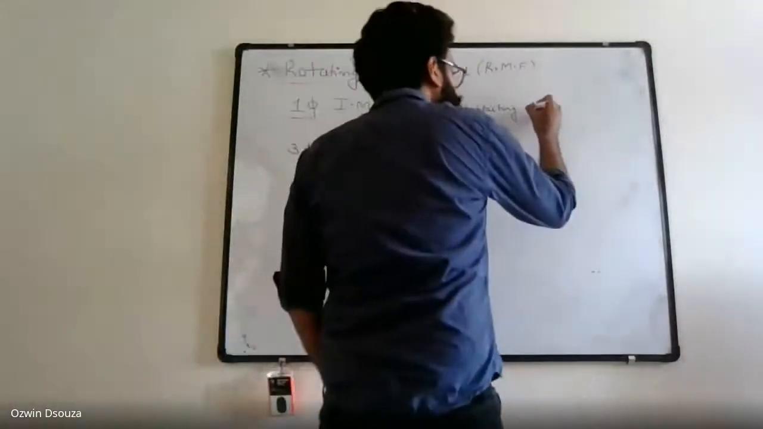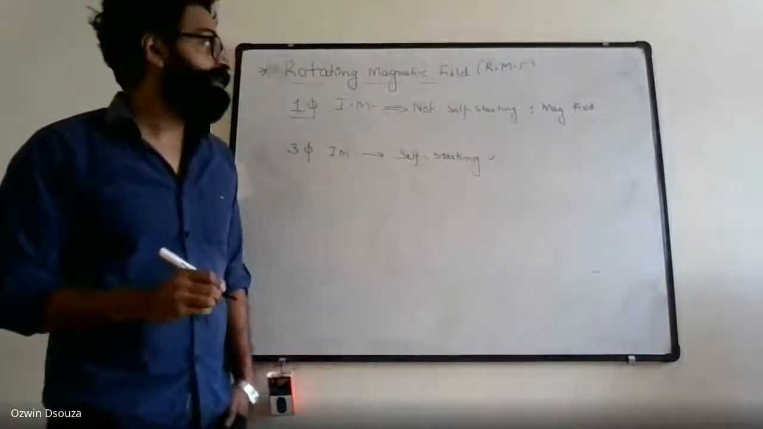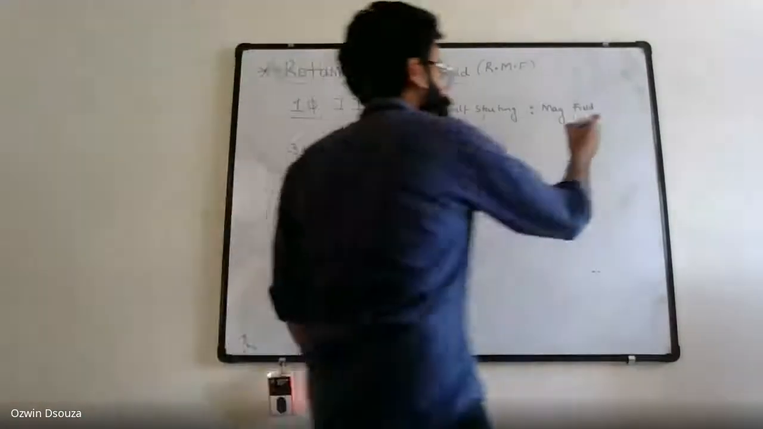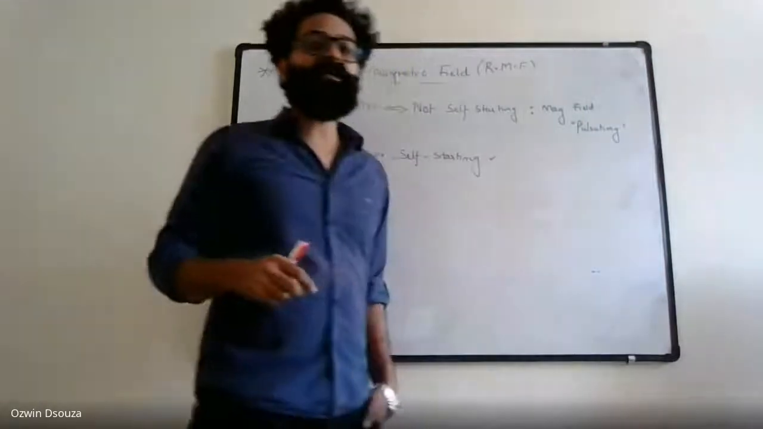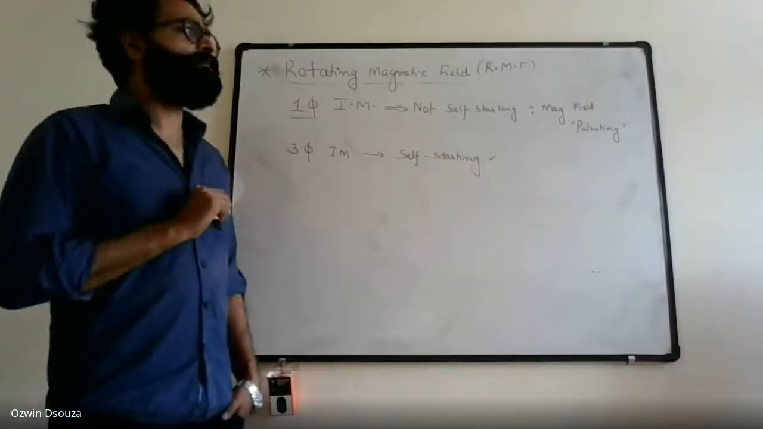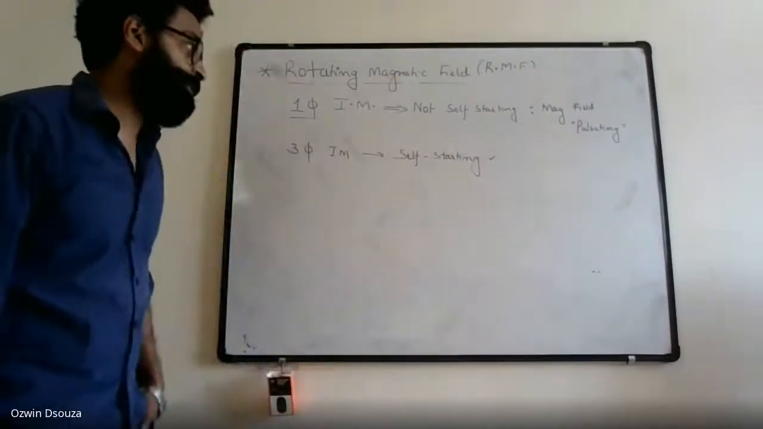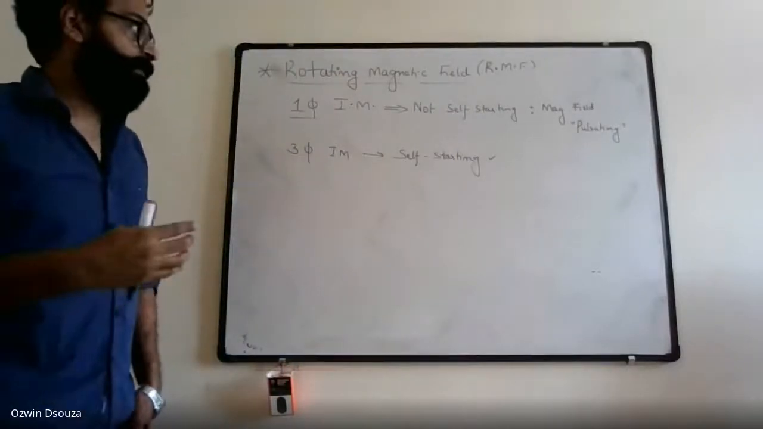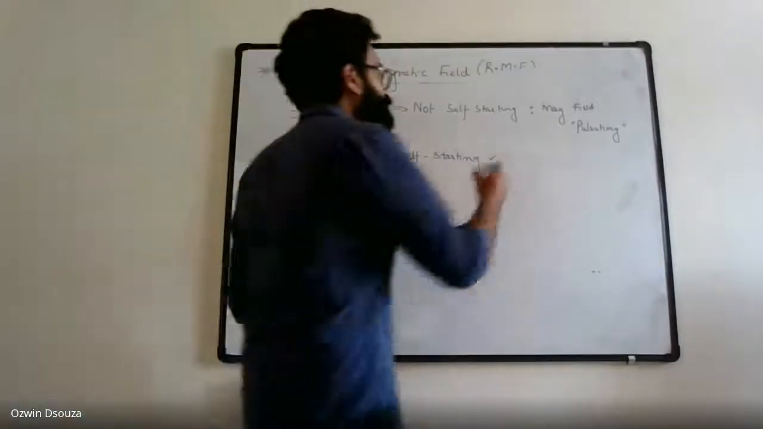That's because the magnetic field produced in a single-phase induction motor is not rotating in nature. Instead, it is pulsating in nature. A pulsating magnetic field doesn't produce any useful mechanical rotation. So that is the major difference between the single-phase and three-phase induction motor. The single-phase induction motor has a pulsating magnetic field, while the three-phase induction motor produces what is known as a rotating magnetic field.